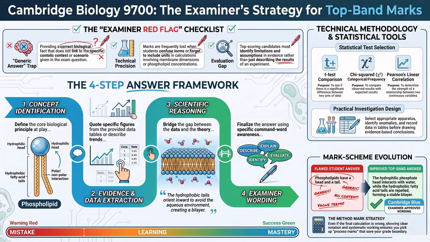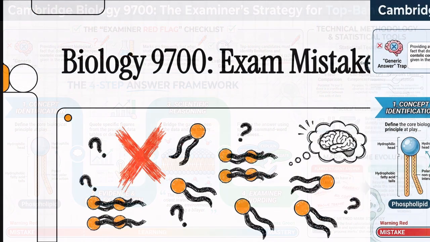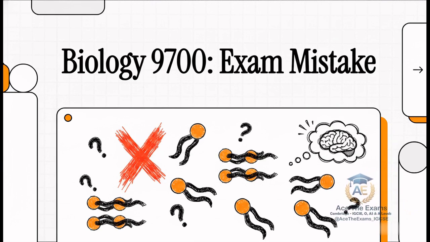Picture this, you're sitting in your Cambridge 9700 biology exam. You flip to question 2 and boom, it's on a topic you've literally revised for hours, 2.2 phospholipids. You're thinking, yes. You write down every single thing you know about hydrophilic heads and hydrophobic tails, and you walk out feeling absolutely confident. Then, 6 weeks later, you get your results and you completely miss the mark band.